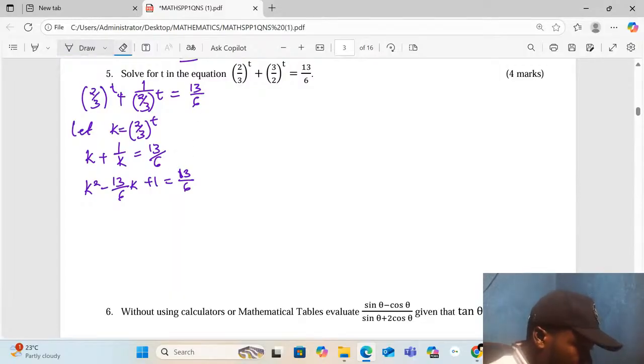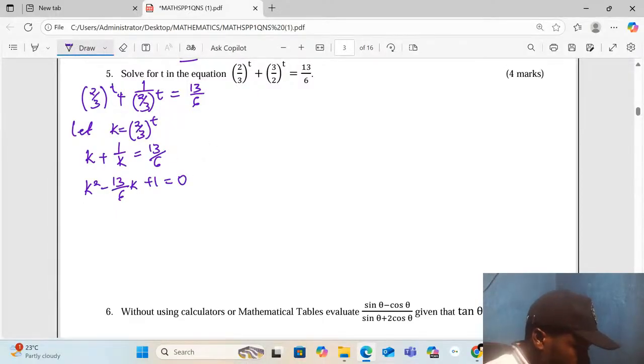Now it will give us 0. So k, now we can use the quadratic formula, so that we shall have our b here is 13 over 6 plus or minus the square root of 169 over 36 minus 4. Then we divide by 2. We are using the quadratic formula to solve that equation.